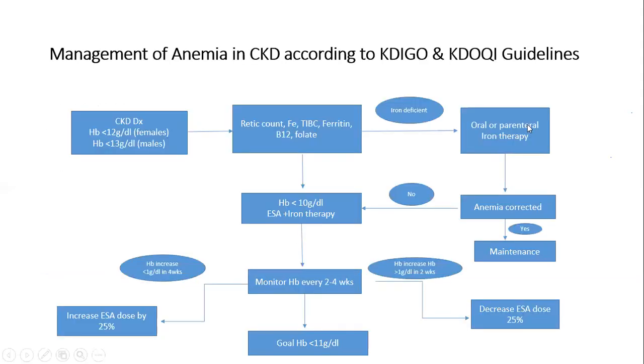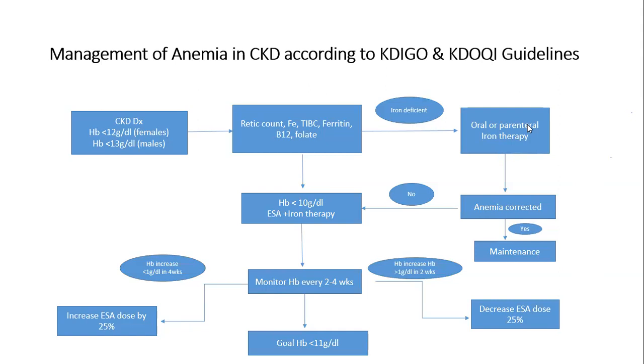The important thing to see here is that you did the retic count. So look at this table, it's very helpful in managing the anemia. This retic count, iron, total iron binding capacity, ferritin, B12, folate, you've seen all this. If the iron is low, you give oral or parenteral iron therapy. If the anemia is corrected, you do the maintenance of that.